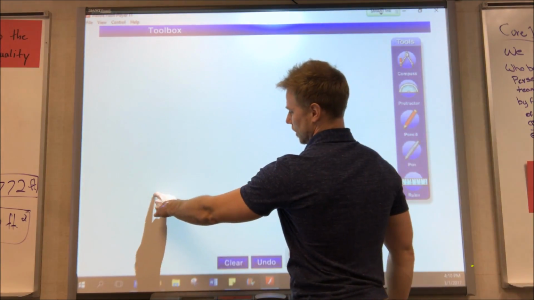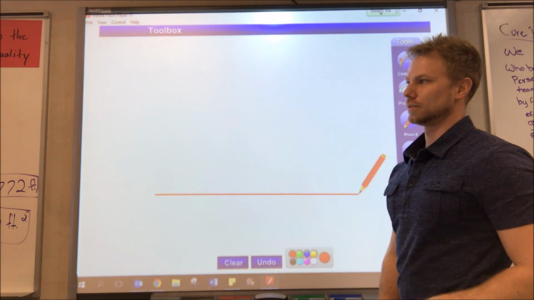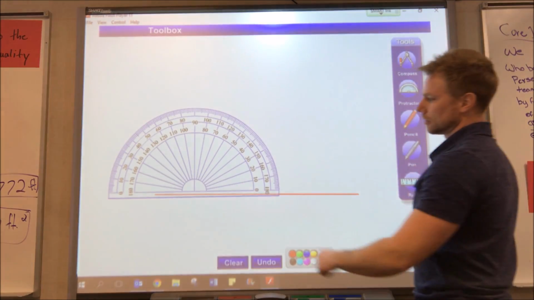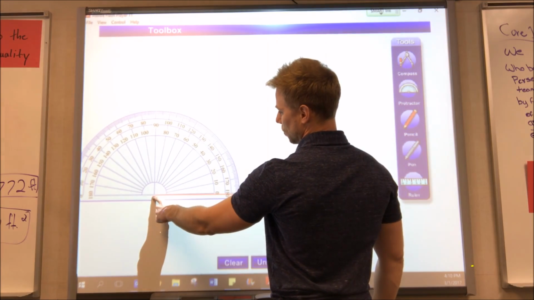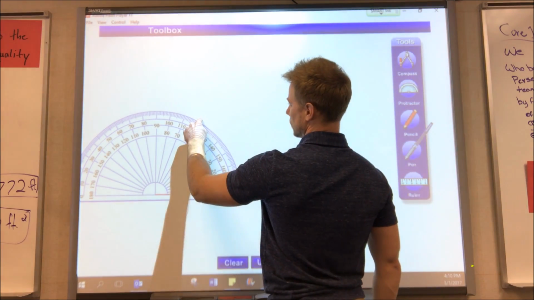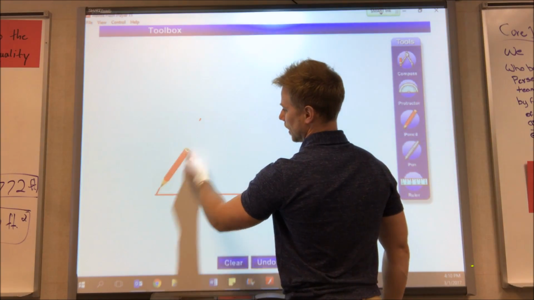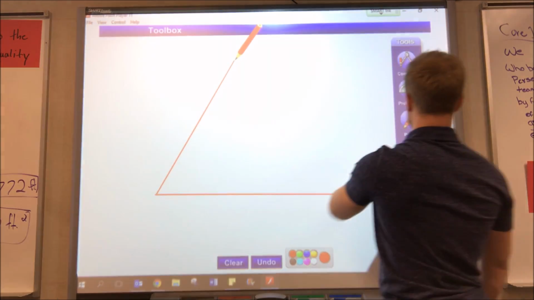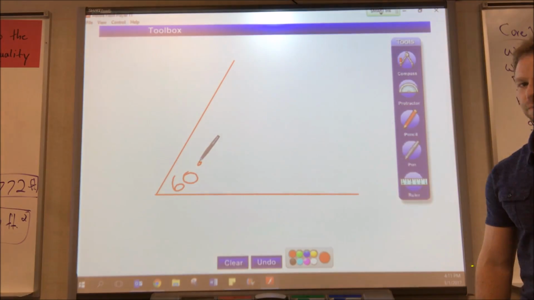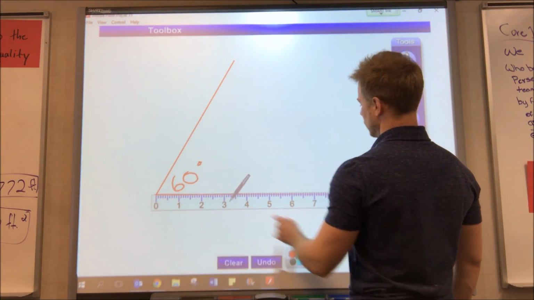Okay, so let's say first that we need to make a triangle with a 60-degree angle in it. Then we're going to use our protractor. We're going to put that protractor on the end of our base. We're going to mark 60 degrees on the protractor, move the protractor, connect the two, and that gives us a 60-degree angle down there.